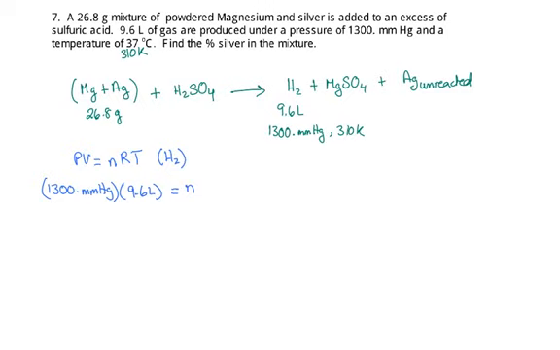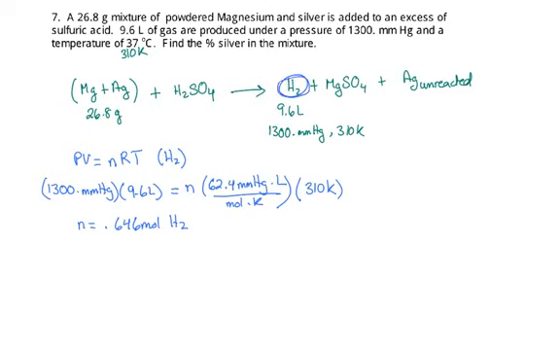So n is what we're solving for. For R, since our pressure is in millimeters of mercury, we want to use 62.4 millimeters of mercury times liters over mole Kelvin. Temperature, we said, was 310 Kelvin. You solve for that, and you end up with 0.646 moles of hydrogen.